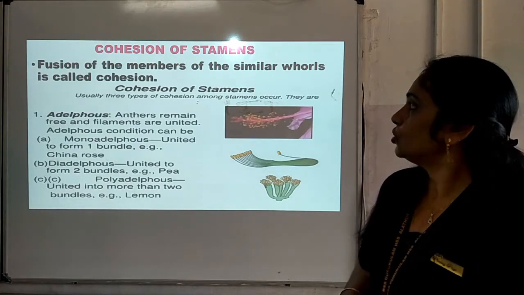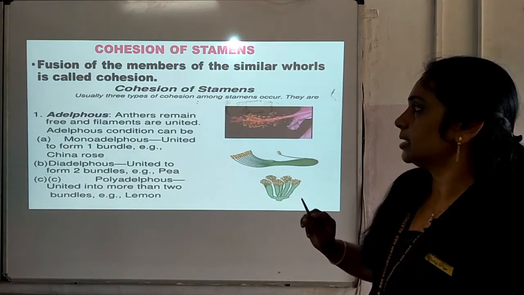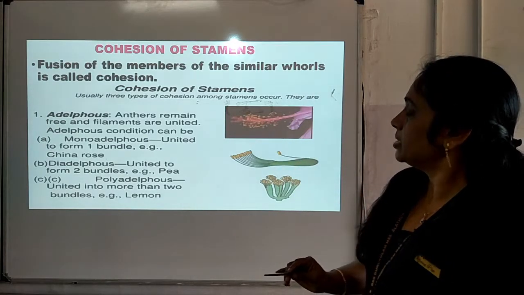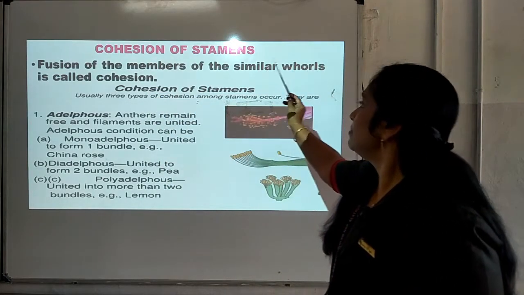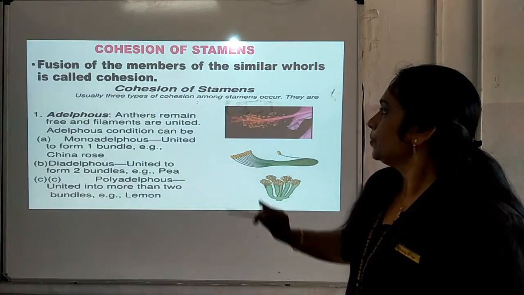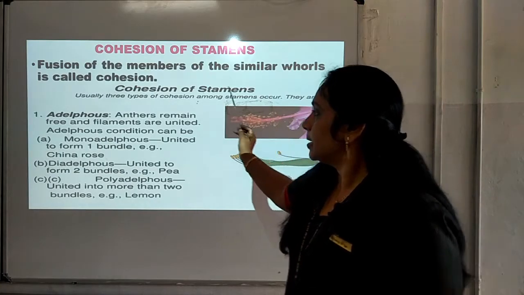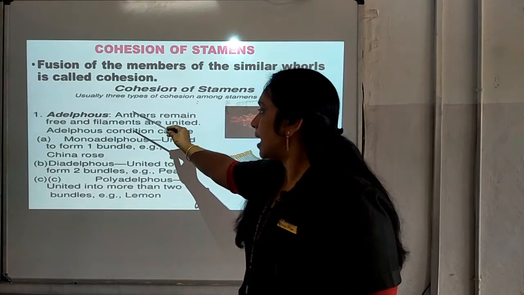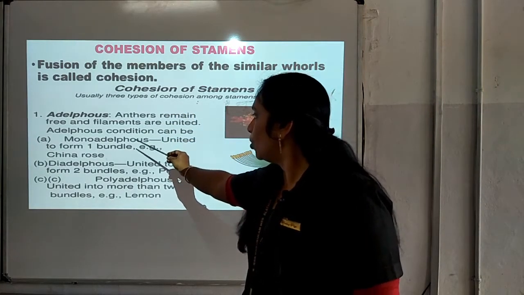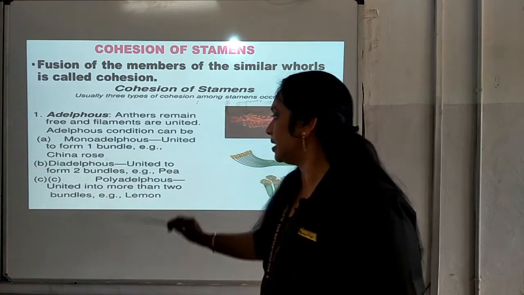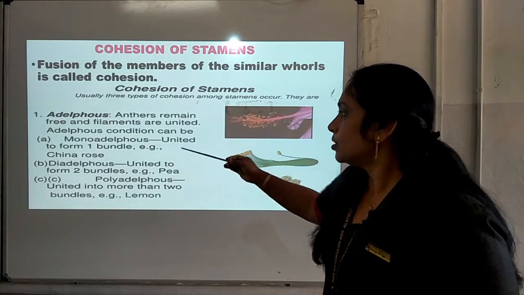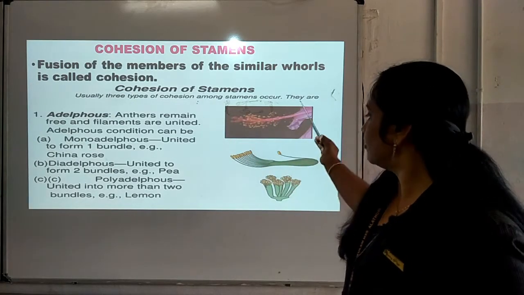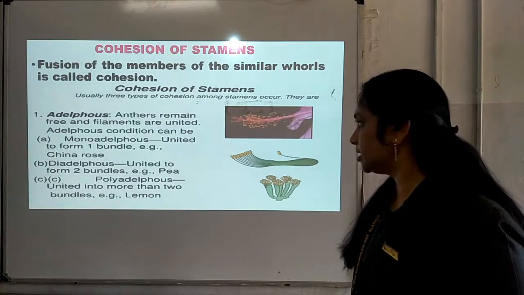Next one is related to the cohesion of stamens. What is cohesion? It is a fusion of members of similar whorls, and cohesion of stamens may be adelphous, and in adelphous we have studied monoadelphous, diadelphous and polyadelphous. Based on the 3 types of cohesion of stamens, we have seen the figures also, which is again very, very important, my dear children.